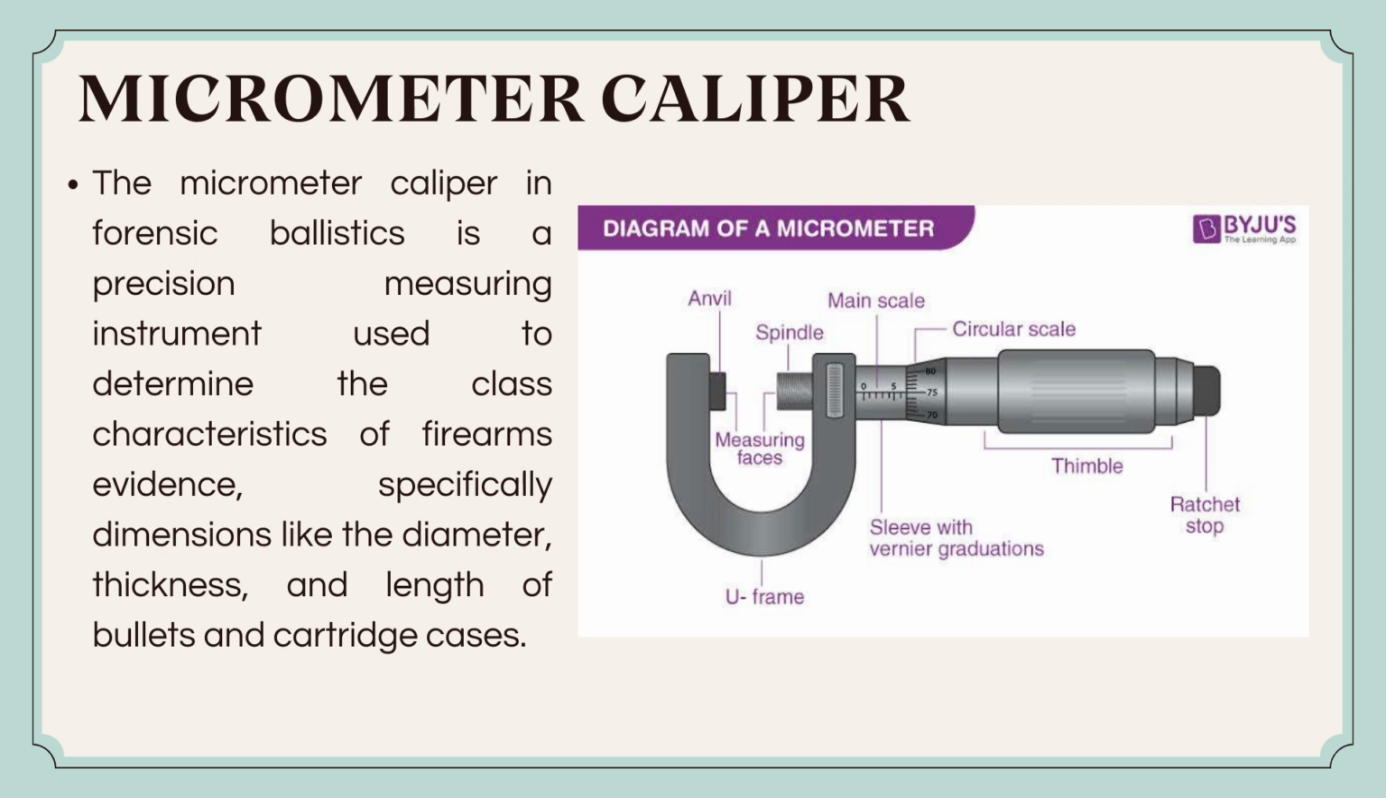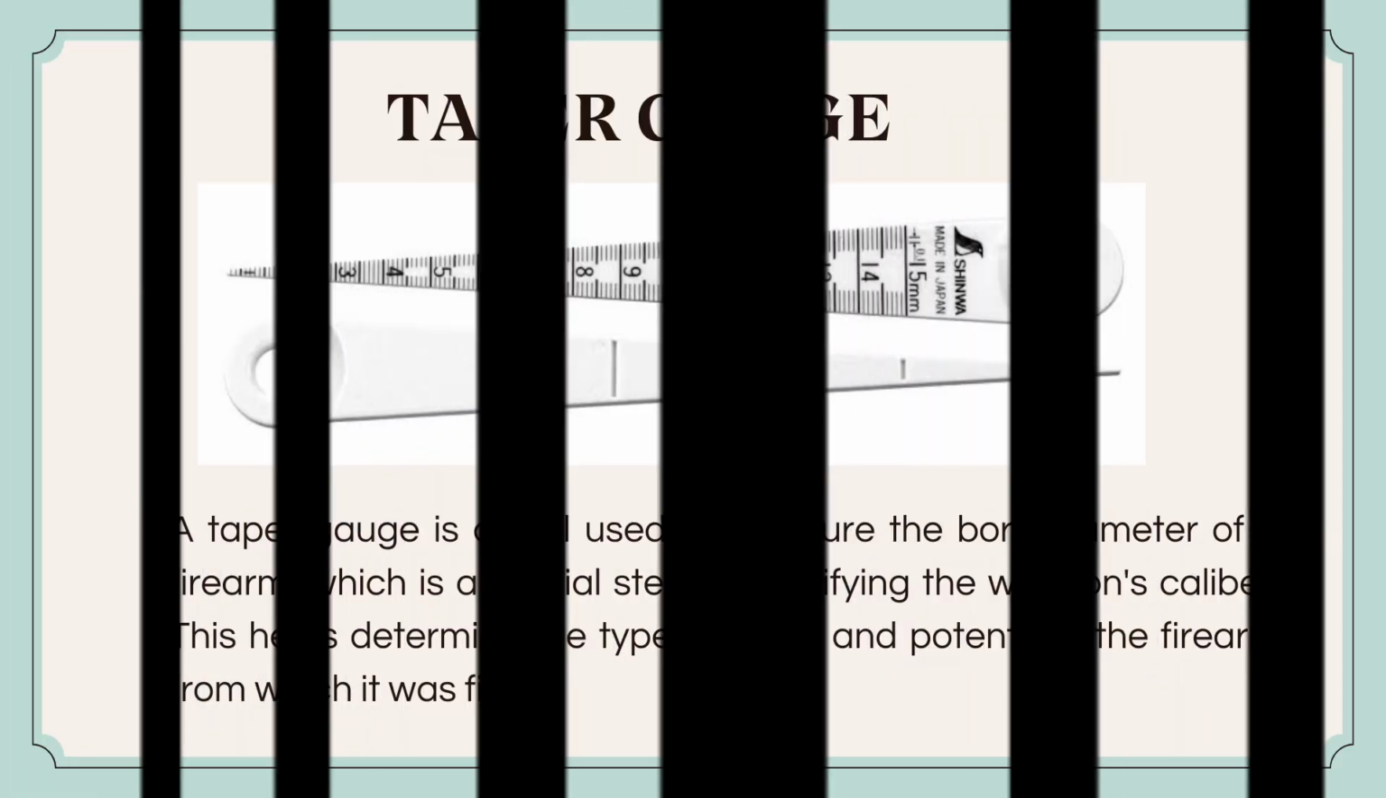And the U-frame, main scale, circular scale, and the sleeve with vernier graduations, and the thimble, the ratchet stop. The ratchet stop limits the amount of pressure applied by the spindle, preventing over-tightening and ensuring consistent measurements. The ninth instrument is the taper gauge.